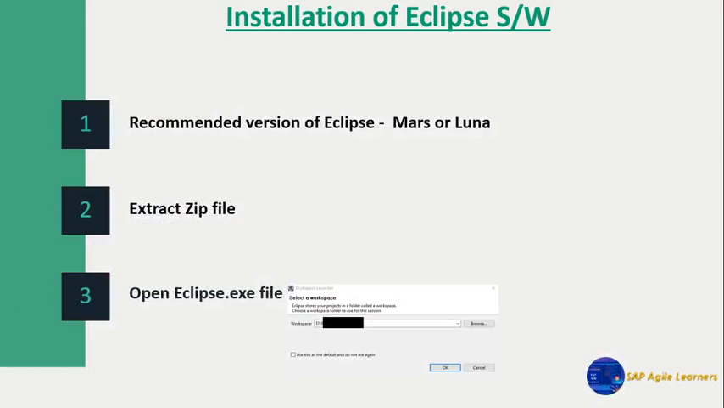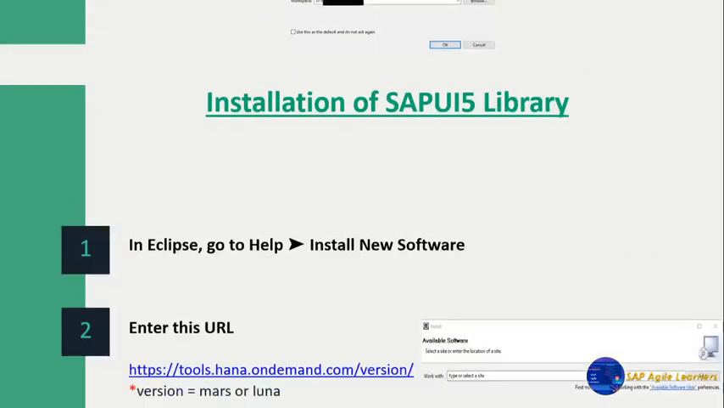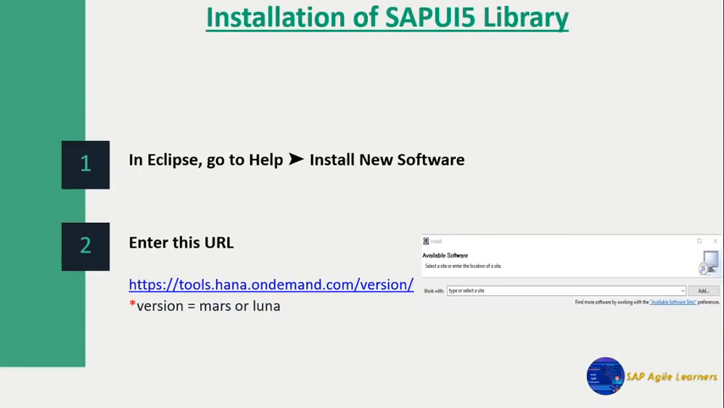Once the download has finished, extract the zip file to a local folder of your choice. After extracting the zip file, open the eclipse.exe file from the extracted folder. Next, it will ask for a workspace like this. Give any folder location of your choice, or you can go with the default. Next, in Eclipse, you will have to go to Help and click on Install New Software. After that, we will enter this URL where you will have to pass the Eclipse version name that you have downloaded earlier in place of the version text.